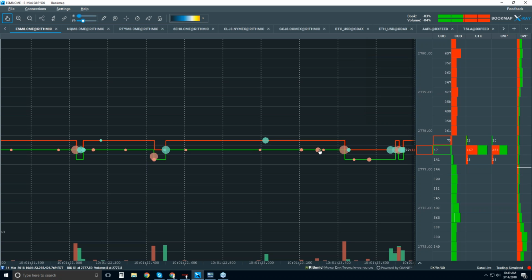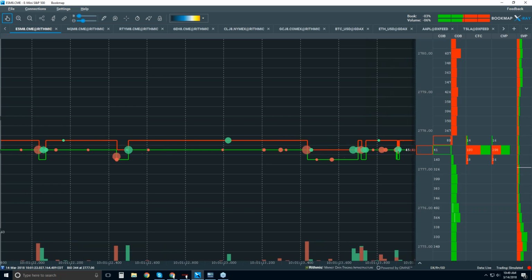The red is hitting the bid, and that's a market sell. Now note the different sizes of these dots and these clusters and flurries of activity here.